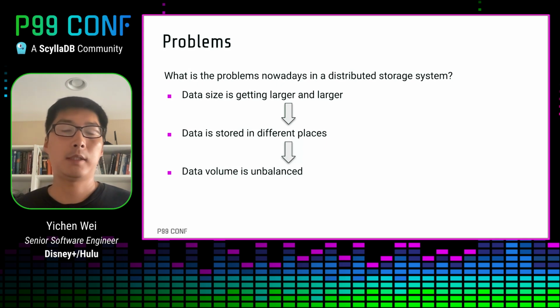Heterogeneous architecture is getting popular nowadays, and it brings us a new challenge to store our data. And also, based on this assumption, there's a side effect of unbalanced data. Because data is stored anywhere, which means that the data size is different as well in different storage and different formats.